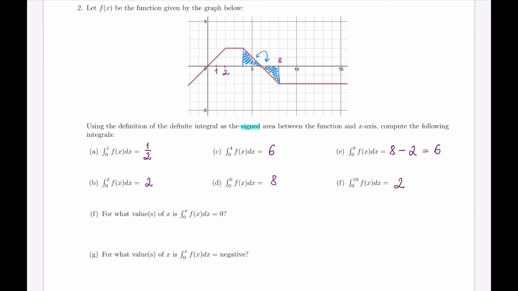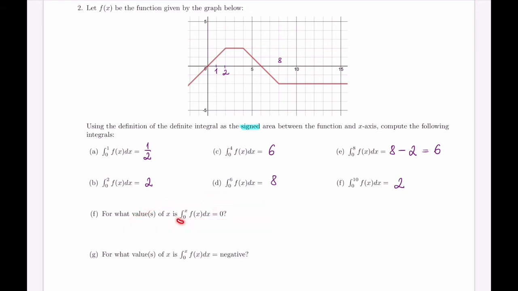Let's take a look at a few more general questions about the structure of the pattern on this graph's particular areas and definite integrals. For what value or values of x is the integral between 0 and x of my function equal to 0? This really gets at the bottom of what it means to have a definite integral.